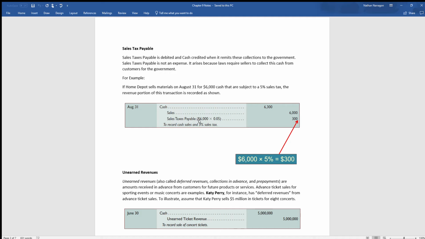Now, again, we owe that cash to the government. So when we report how much sales tax we received, we need to give the government this money. Does it usually happen? No. Companies are just like us, and they don't want to pay money. So we have to remember we have a liability here.